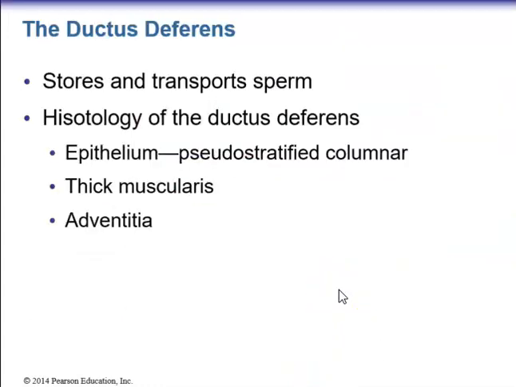The vas deferens or ductus deferens helps with storage and transport of sperm. Histology, again, the epithelium lining the vas deferens is pseudostratified columnar epithelium. There's a thick muscularis layer helping with the transport of sperm, and an outer adventitia of connective tissue.